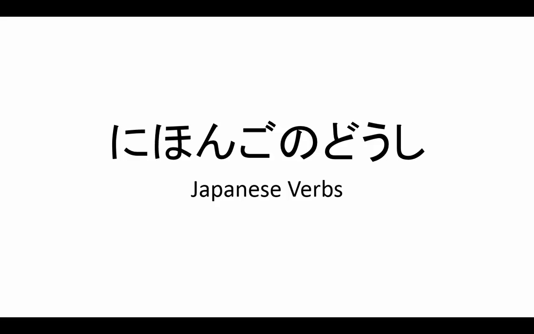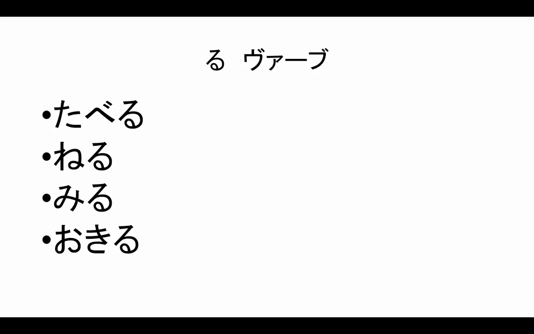Okay. いいですか? 日本語の動詞. 動詞 is the Japanese word for verb. Okay, so first we're going to talk about ru verbs.